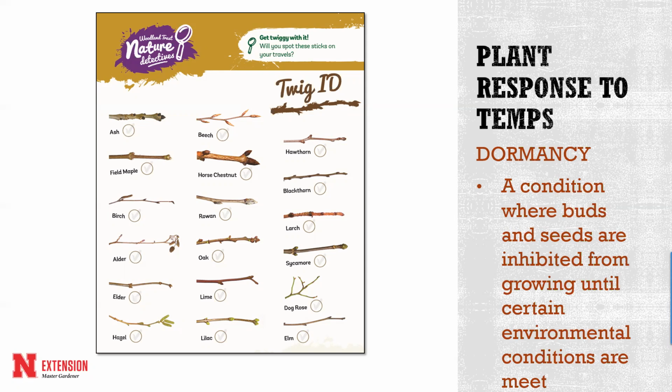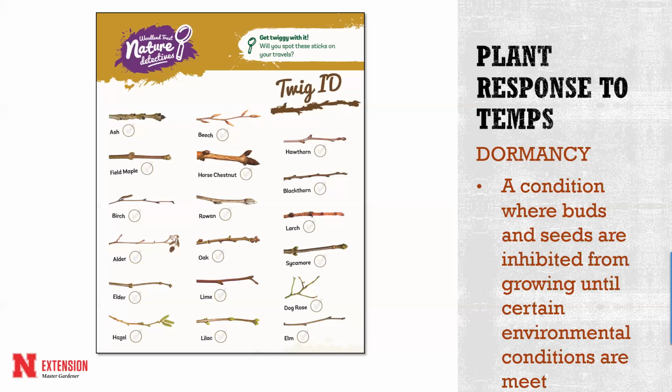Actually, a very good way to teach kiddos plant ID is to teach them what plants look like in the winter. This is a fun little game if you wanted to play this. But just to look at this, this is what our plants right now are looking like. And those environmental conditions need to be met in order for those buds to start breaking dormancy.